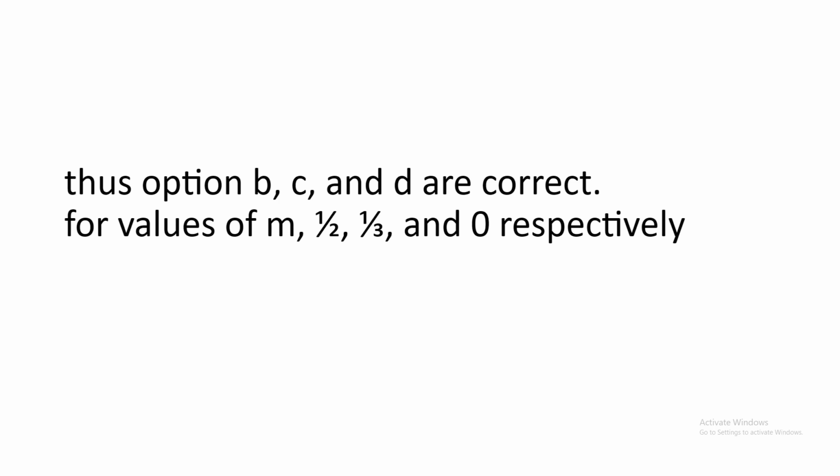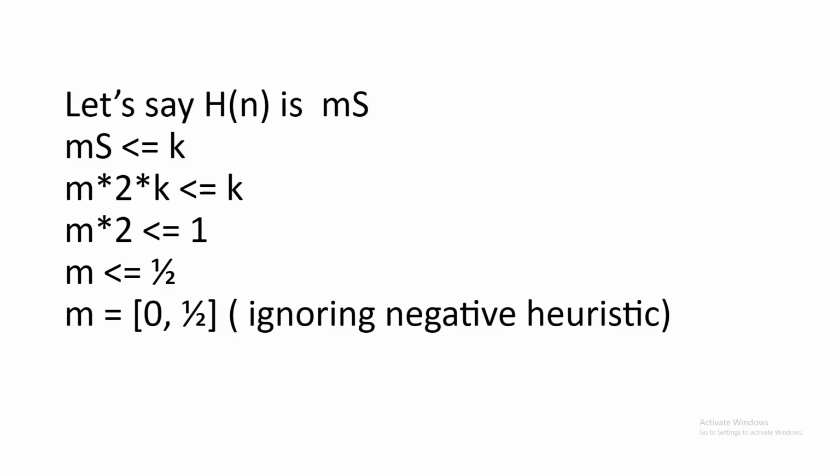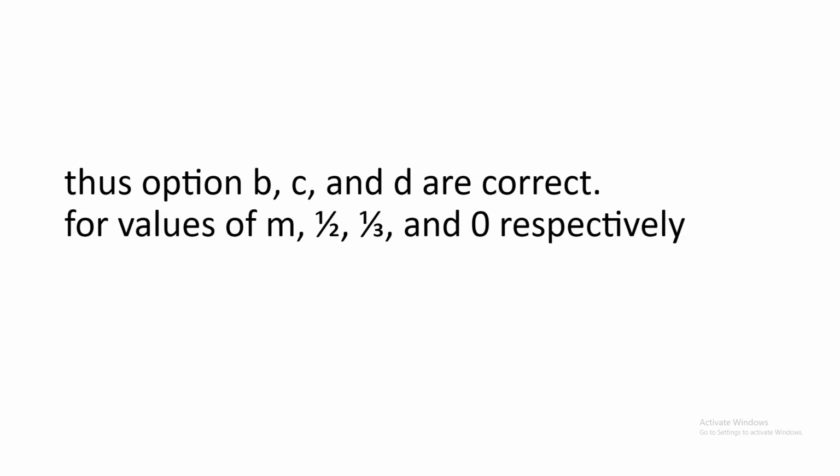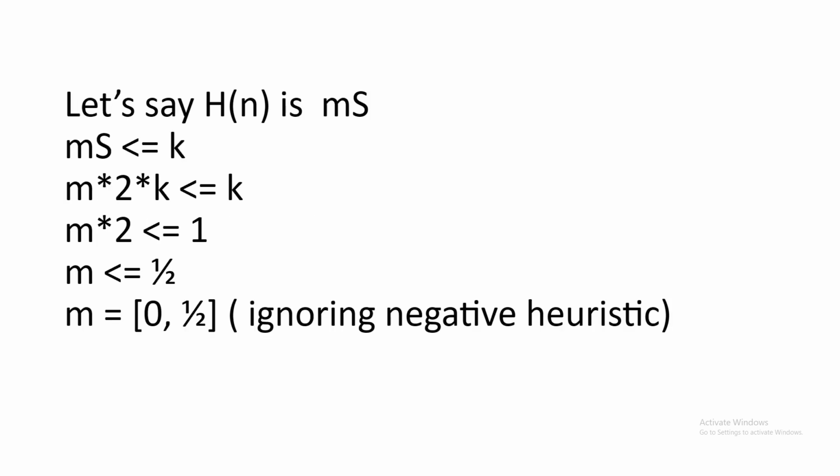So we can put various values of m and find all the possible answers. If the value of m is 0, we get the last option D correct. If the value of m is 1 by 3, we get option C correct. And if the value of m is 1 by 2, we get the second option correct. But you see, the value of m cannot be 1, right? So the first option is not correct.